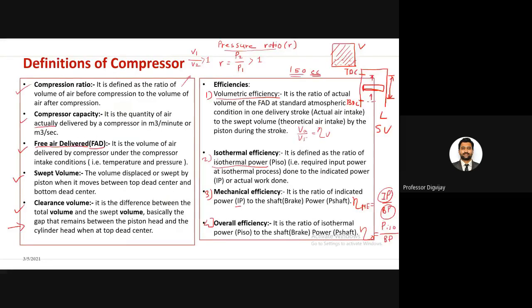Then next we have isothermal efficiency. This you will come to know better when I take the derivations. So I'm going to take the derivation today. That time I will again explain what is isothermal efficiency.